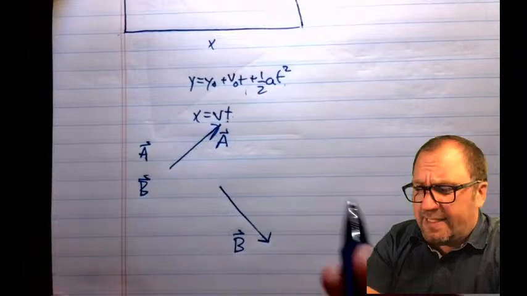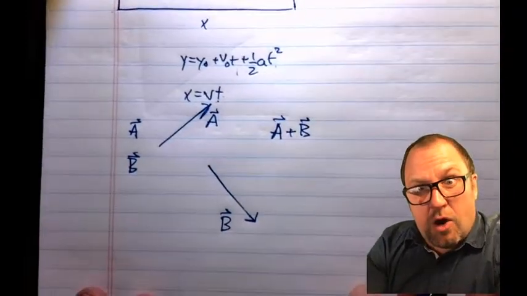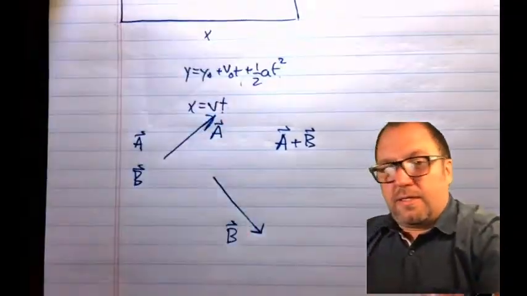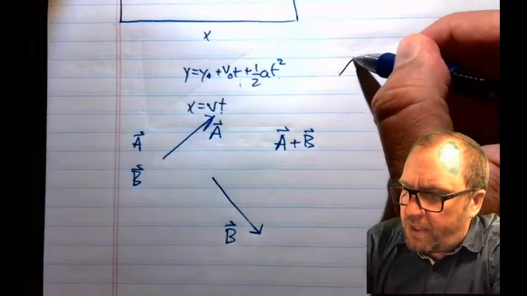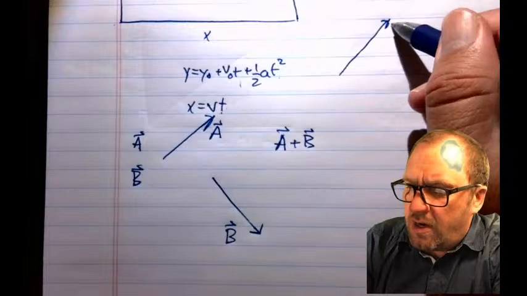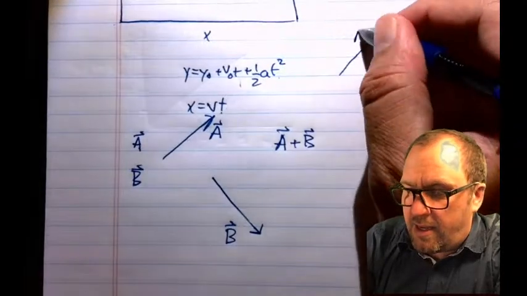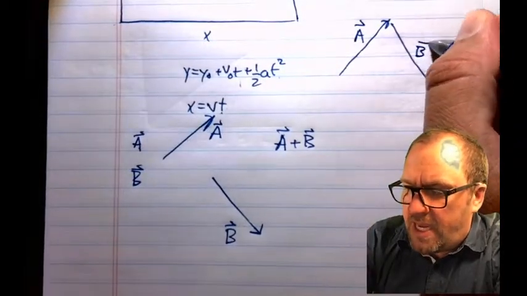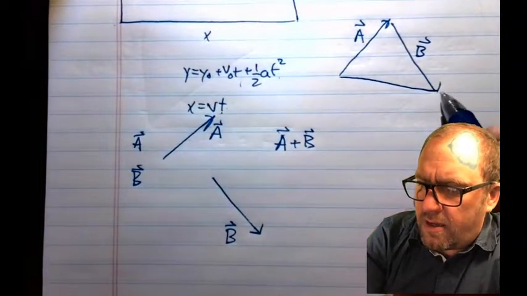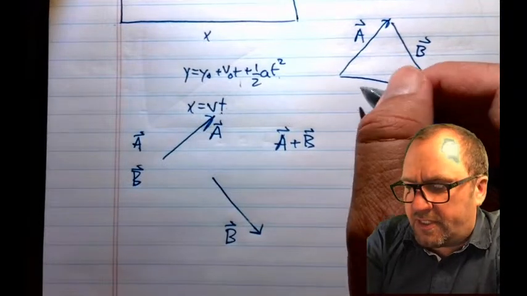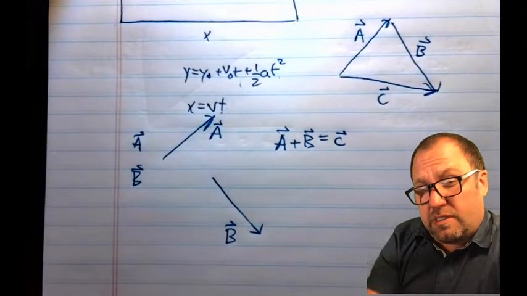So, if I said A plus B, what would that look like? What do you think? All right, A plus B. All right, so my vectors are right here. I'm going to draw it up here. There's my first vector. B is going to look something like this. A plus B gives me a new vector right here. There we go. That's my new vector, C. So I could say A plus B equals my new vector, C.